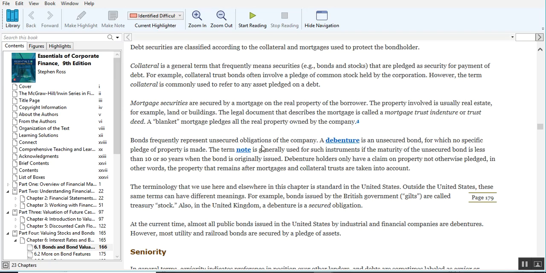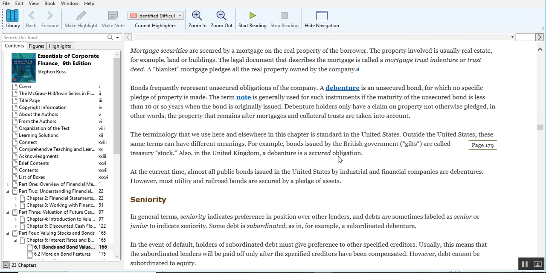A note is different than a bond because a note is generally used for instruments if the maturity is less than 10 years when the bond is originally issued. Debenture holders have a claim on property not otherwise pledged. What that means is after the mortgages are paid and collateral trusts are taken into account, whatever's left is available to settle the debt on the debenture bonds.